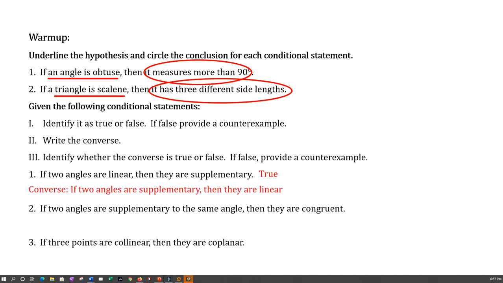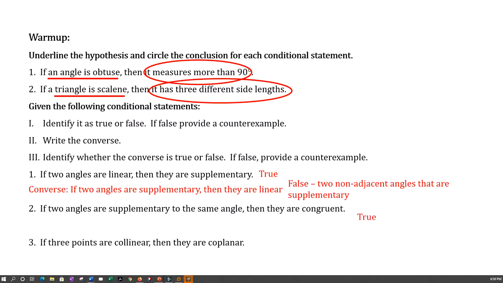So now we're going to think about that. Is that true or false? Hopefully everybody came up with that this is actually false, because there could be two non-adjacent angles that would measure 180 degrees, making them supplementary, but they don't form a line. And number two is if two angles are supplementary to the same angle, then they are congruent.